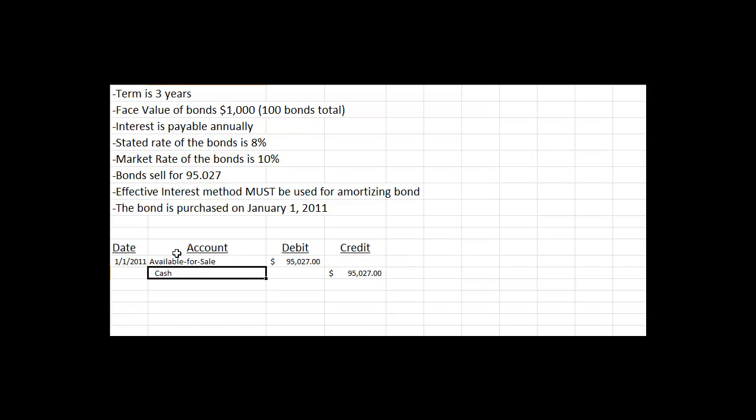I'm going to spend very little time on acquisition, which is the first step, because it's exactly the same as it was in the held to maturity problem that we've walked through, with one exception. The only thing that changes is the account that we classify the transaction to, and then we call it an available for sale security rather than held to maturity. But we still debit the long-term investment at its historical cost, which is 0.95027 times the face value of the bonds.